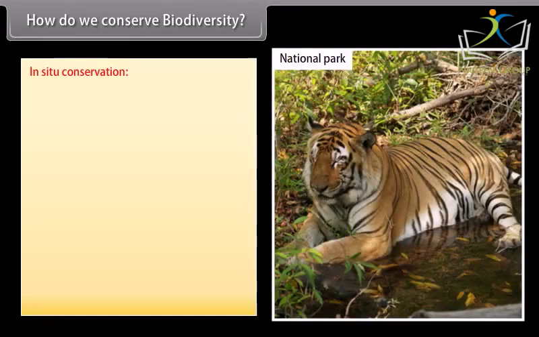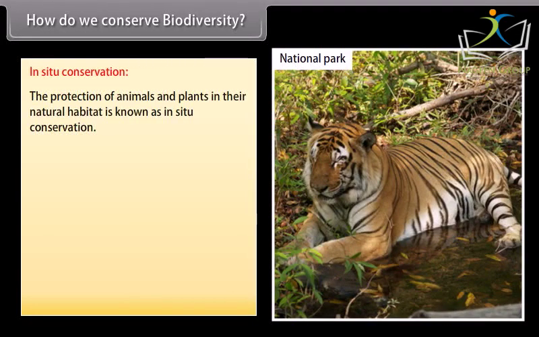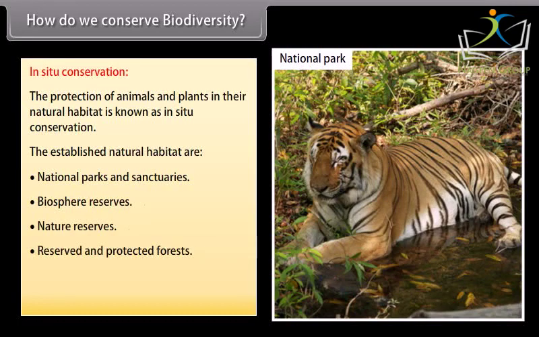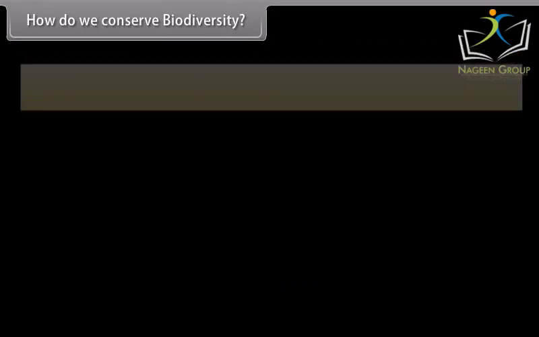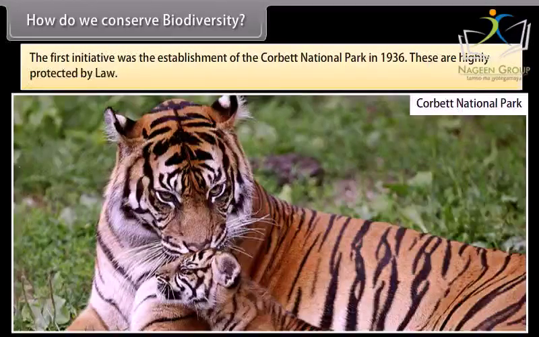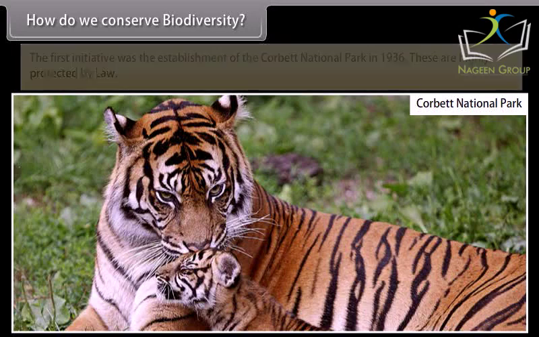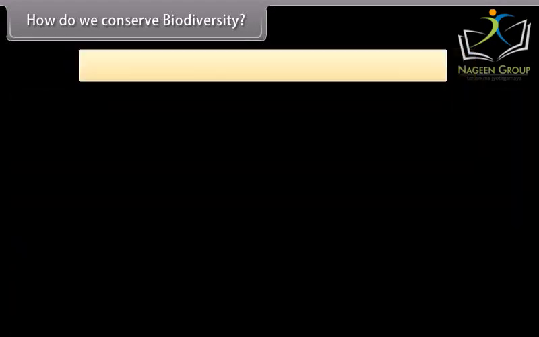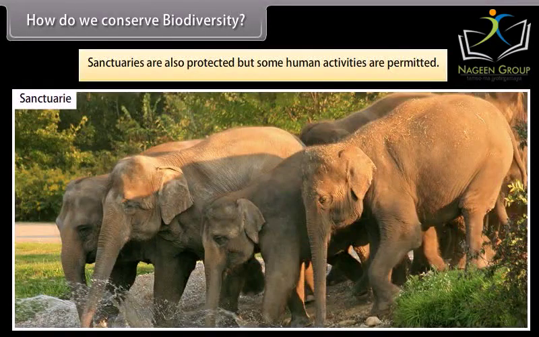In situ conservation, the protection of animals and plants in their natural habitat, is known as in situ conservation. The established natural habitats are national parks and sanctuaries, biosphere reserves, nature reserves, reserved and protected forests, preservation plots, and reserved forests. The first initiative was the establishment of the Corbett National Park in 1936. These are highly protected by law. No human activity such as firewood collection and grazing is allowed in the park. Sanctuaries are also protected, but some human activities are permitted.